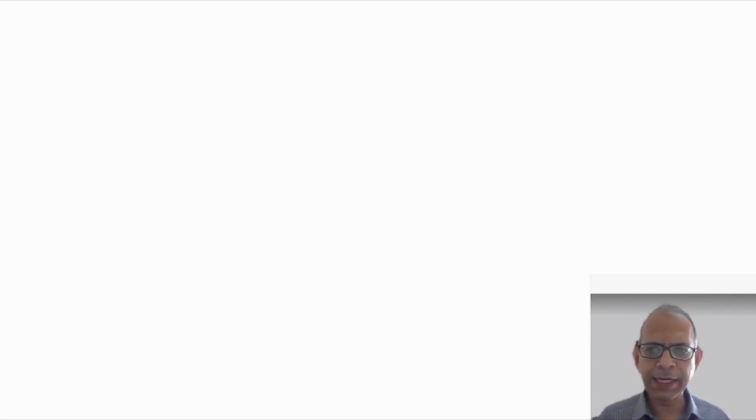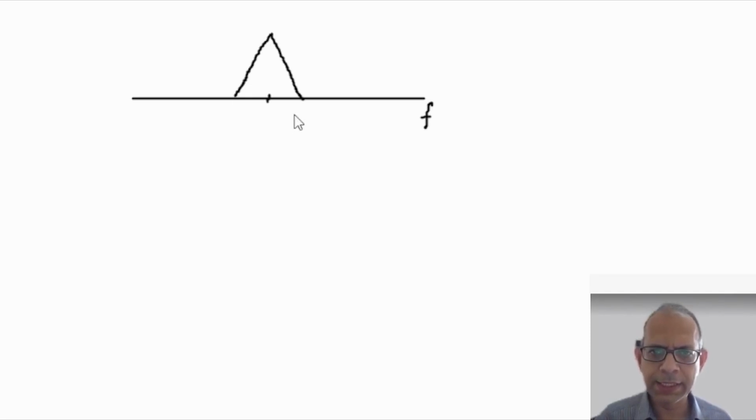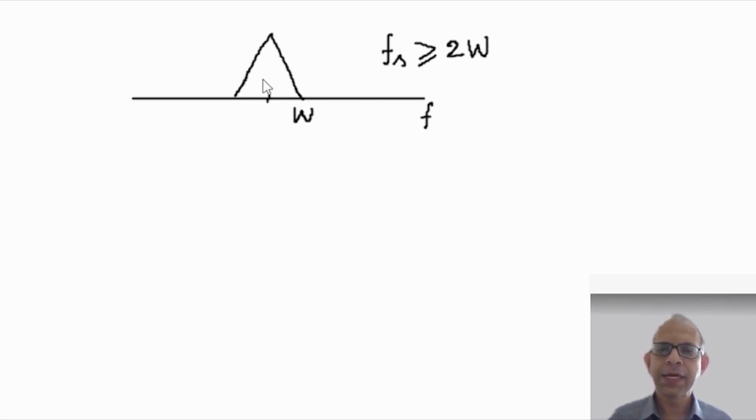Recall what it states. It says that if we have a band limited signal, band limited to W hertz, say this is the signal which is band limited to W hertz, then the signal can be perfectly reconstructed from its samples if the sampling rate Fs is greater than or equal to 2 times W. Now in this case, this signal happens to be a low pass signal.